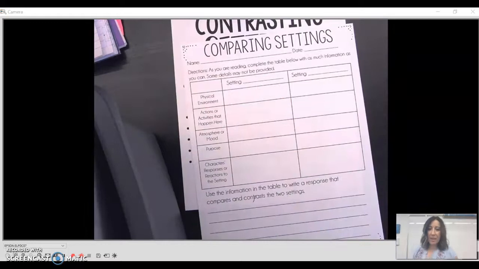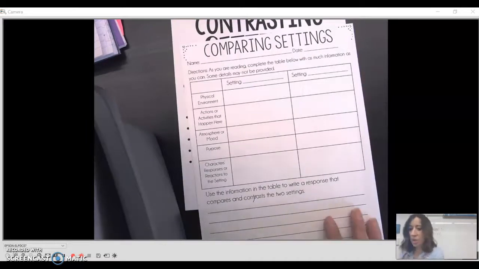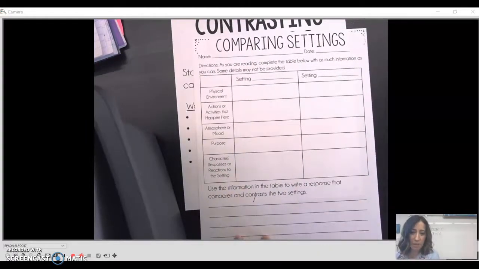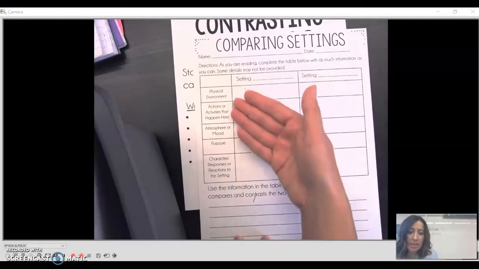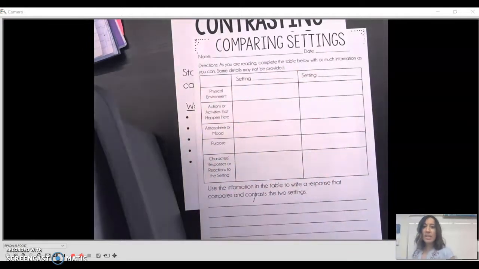Just like with characters, I don't expect you to do every single one of these. Pick and choose. I know with our characters, we only chose 3 ways to compare and contrast. I would recommend you doing the same thing here. Today, as I show you what I'm doing and how I go through this, I'm actually going to try to fill in every single one of these categories. But again, when you go off to do this, you can choose 3. All right.